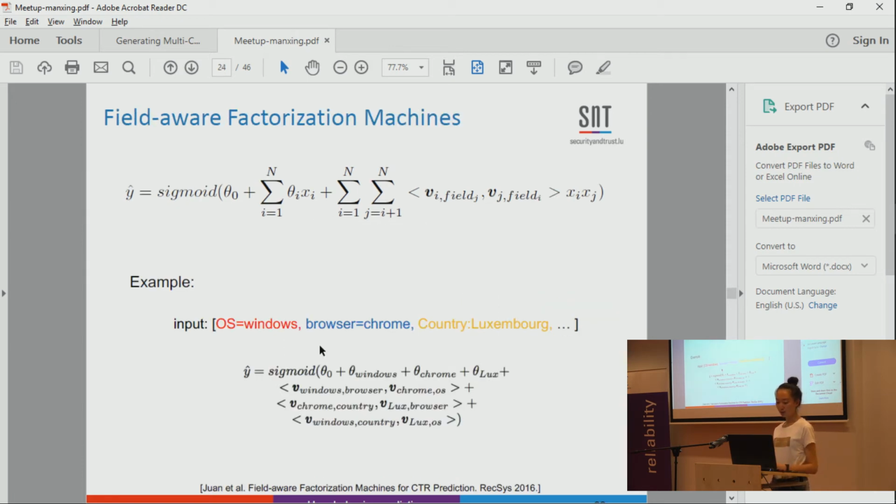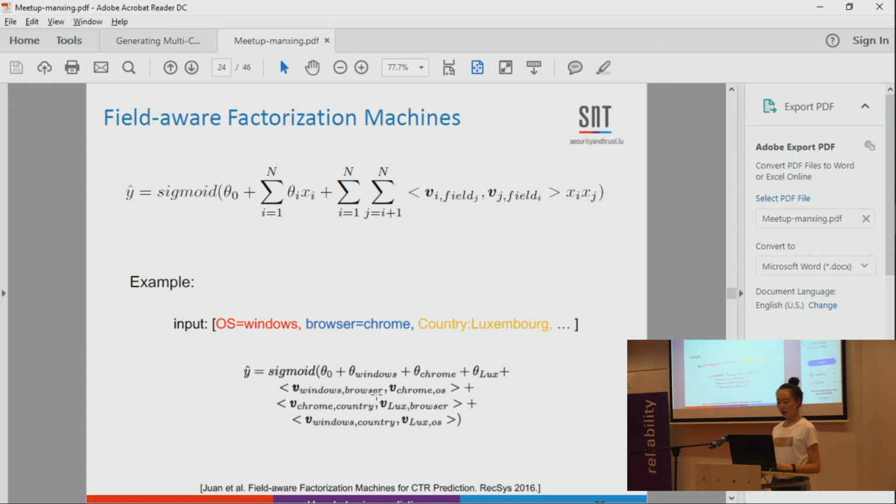And one step further, there's another paper proposed field-aware factorization machines. So previously, for one feature value, we only have one latent vector. But here, for example, the feature value is Windows. And for each field, which is, let's say, the feature name, browser and country, Windows will have two different vectors for these two different features.